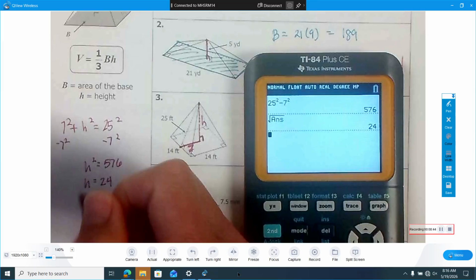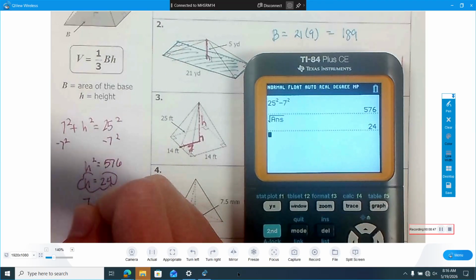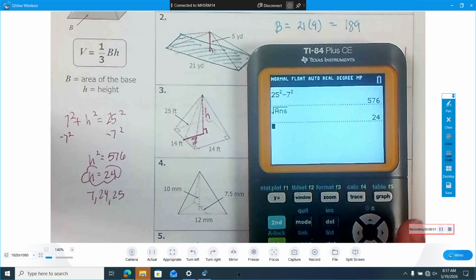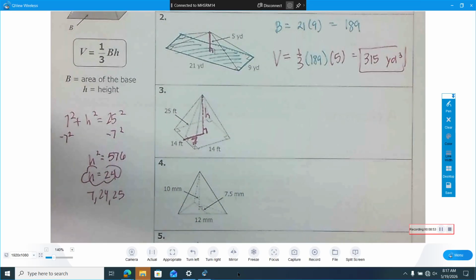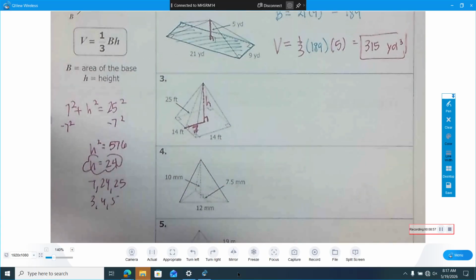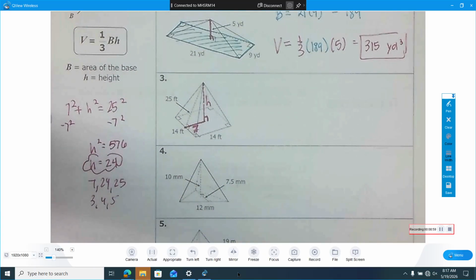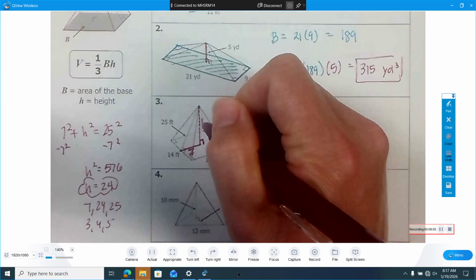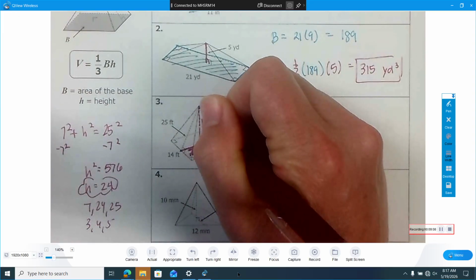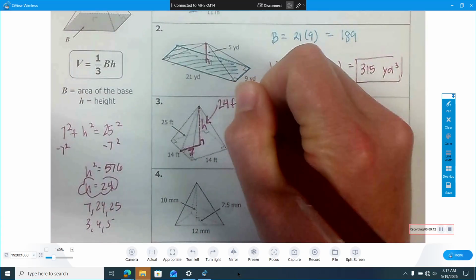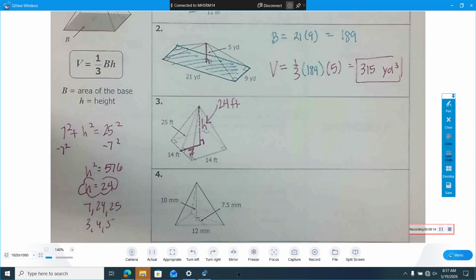Ladies and gentlemen, that is a Pythagorean triple, 7, 24, 25. That is a Pythagorean triple that happens a lot if you see a right triangle. There's a few more, like 3, 4, and 5. There's another Pythagorean triple, just ones that work out real pretty. Nice numbers, no decimals. All right, so our height is 24 feet. And now we can go about finding the rest that we need here.